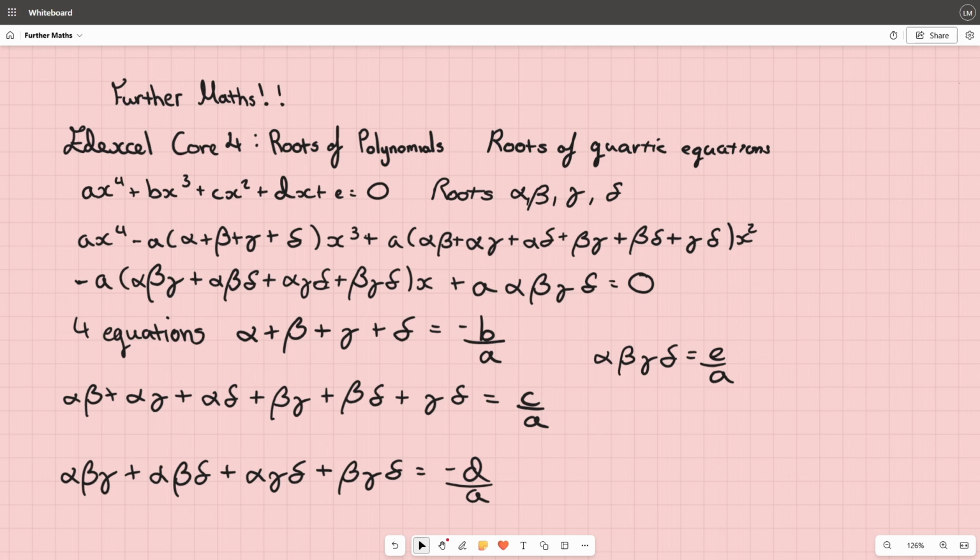So, you know, minus b over a, positive c over a, minus d over a, and positive e over a, and that works the same way with the equation where it's minus the second term, add the third term, minus the fourth term, and add the 5th term.